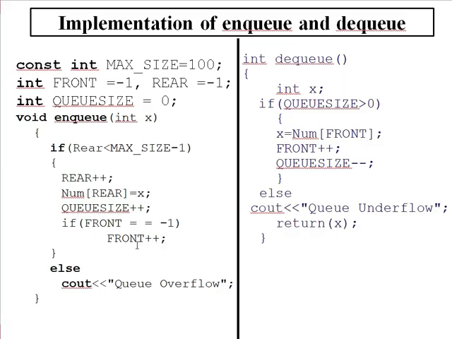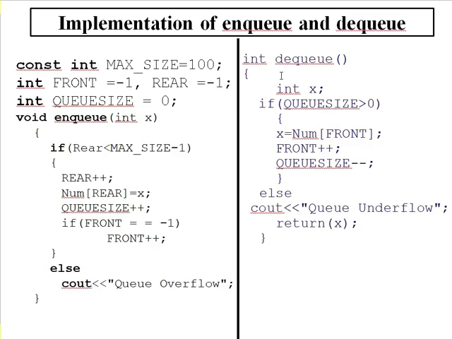If not, then we simply go out of the enqueue operation. If this condition is false, then we should report the queue is overflow. That is, the queue is full. That is, it reached its maximum size.